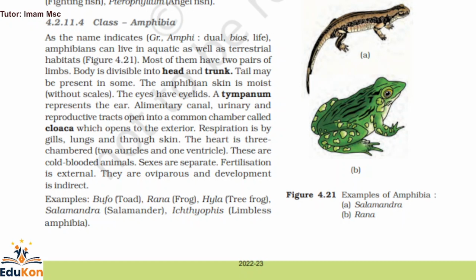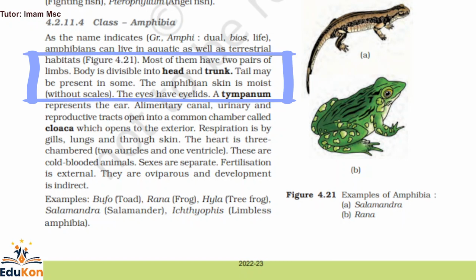In this video, we'll start learning about class Amphibia. As the name indicates, Amphi means dual, bios means life. So these animals live in aquatic as well as terrestrial habitats. Most of them have two pairs of limbs, that is four limbs, and their body is divisible into head and trunk. Some tail may be present in some organisms.